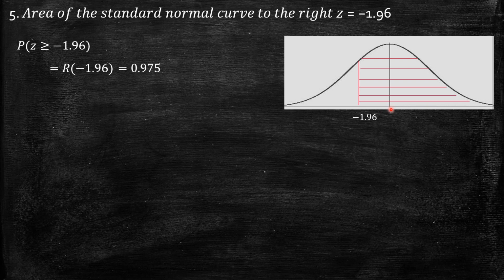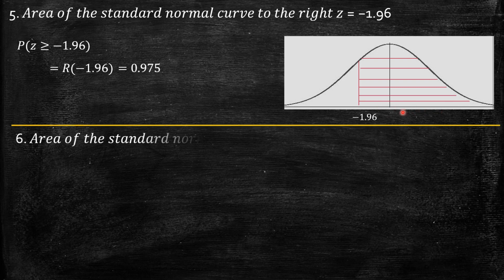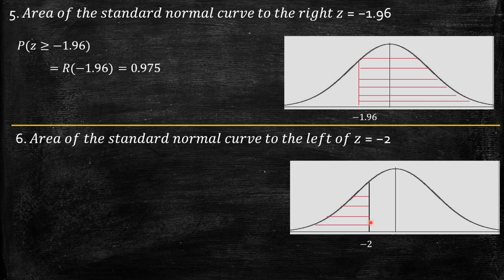So by symmetry, that is 0 to 1.96. So that means A of 1.96. So this area I can get from using the standard normal table: 0.5 plus A of 1.96. Next, the area of the standard normal curve to the left of z equal to minus 2, that means from minus infinity to minus 2.